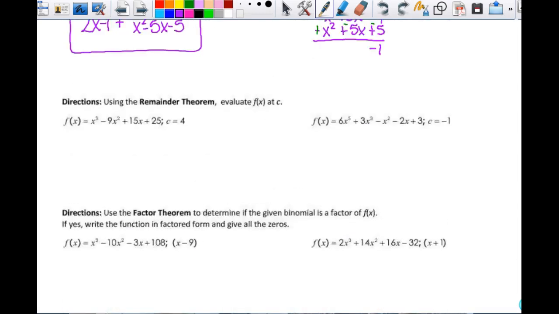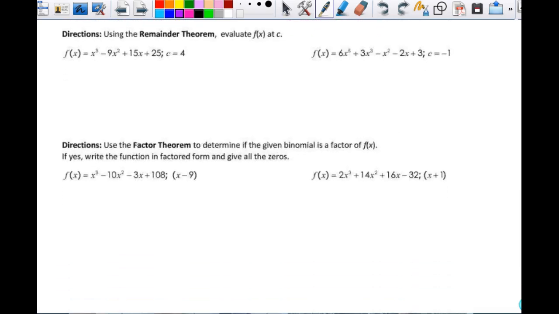So now we are going to use the remainder theorem to evaluate. So remember, when you're evaluating, this is called synthetic substitution, which is like synthetic division, that you use the number that they actually give you because that is the solution. And make sure you're drawing the little lines here. Don't have random numbers everywhere. So this is going to be 1, negative 9, 15, 25.